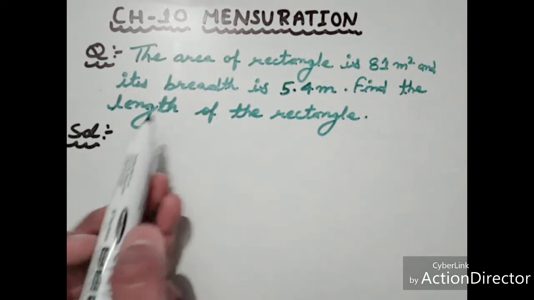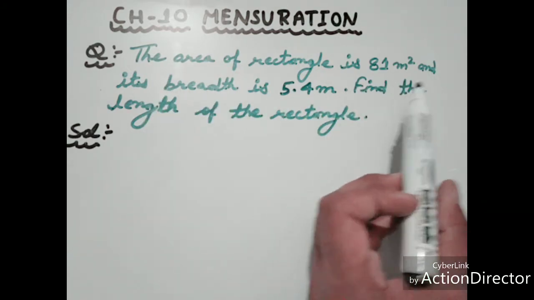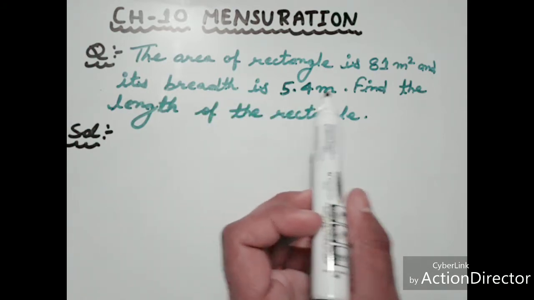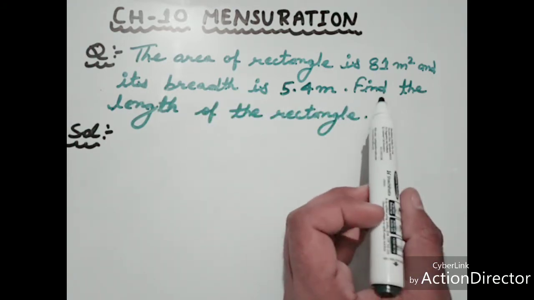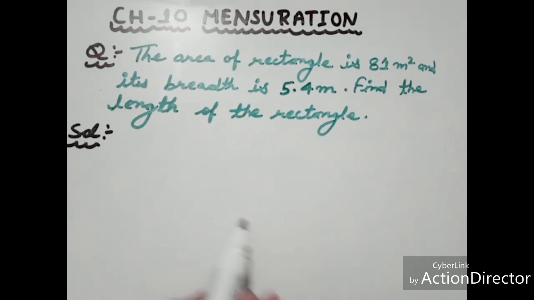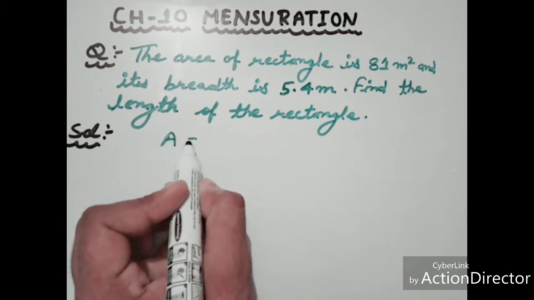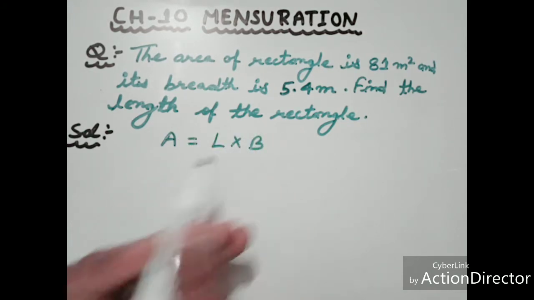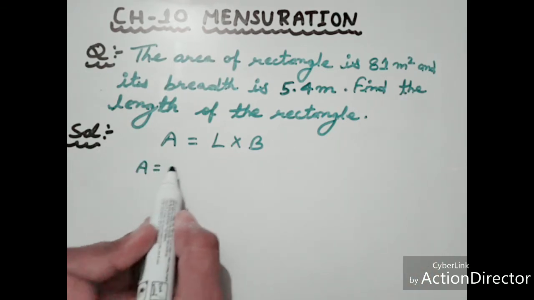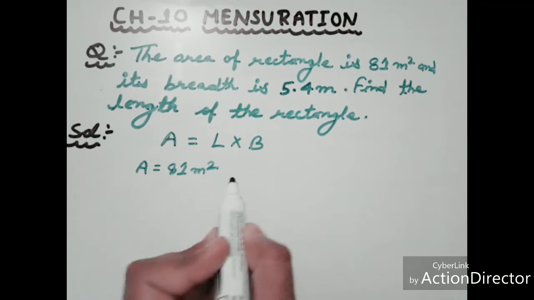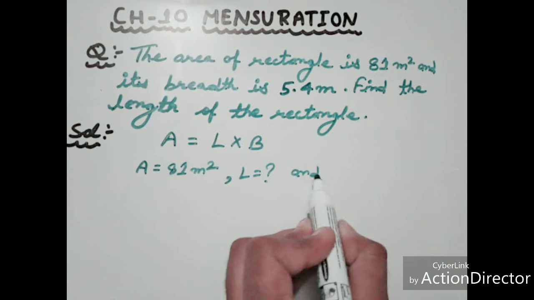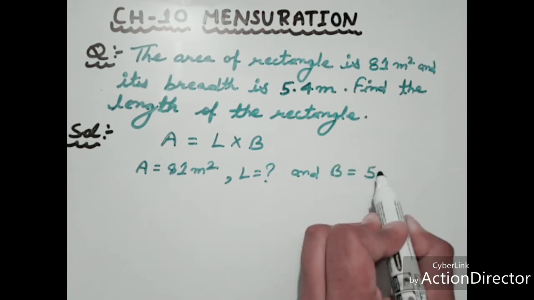Now the next example: the area of a rectangle is 81 meter square and its breadth is 5.4 meter. Find the length of the rectangle. So here the area of a rectangle is length into breadth, and the given value is area equal to 81 meter square. Here we find the length of the rectangle, and breadth equal to 5.4 meter.